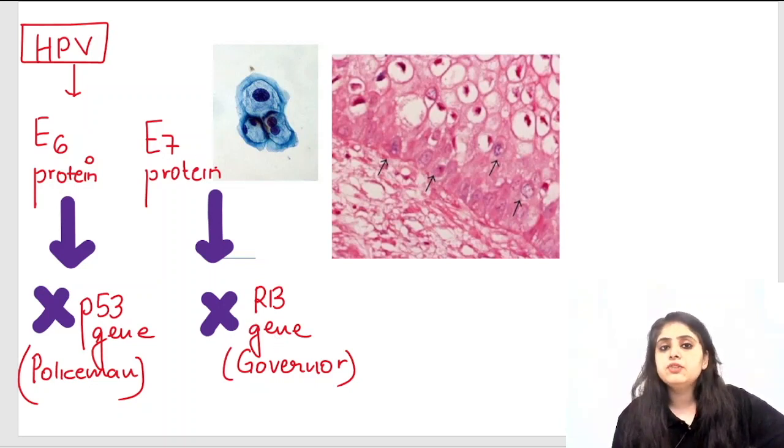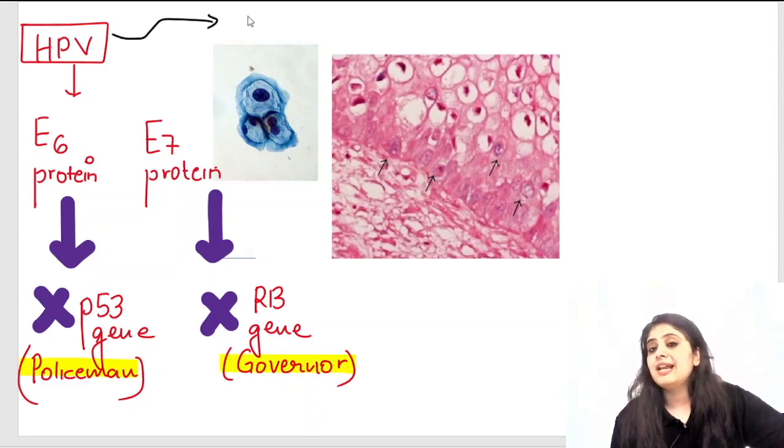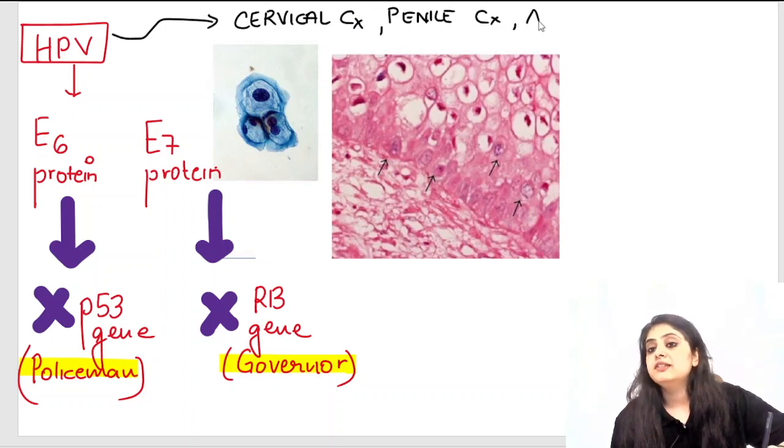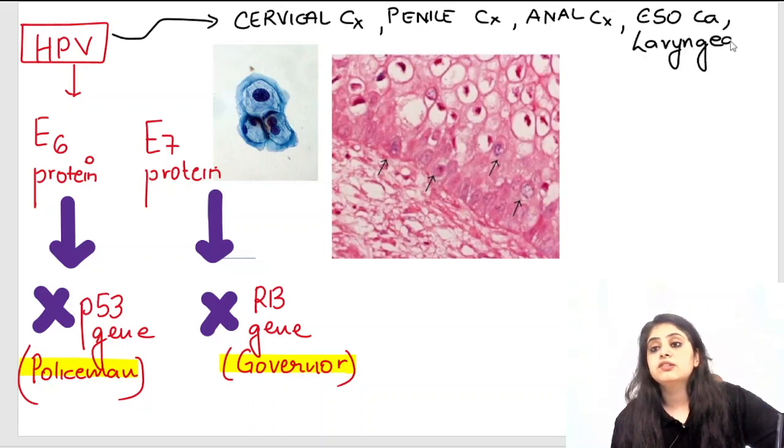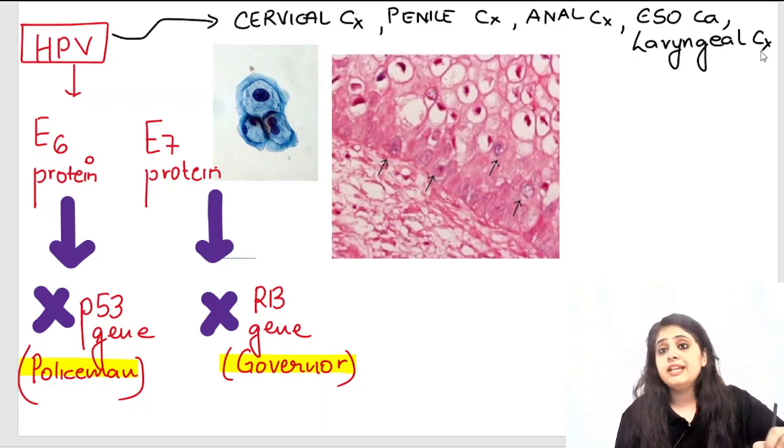So are we in for big trouble? If the policeman is gone, the governor is gone, of course we are in for big trouble, which means we will end up with multiple cancers. Like in females, everyone knows cervical cancer. In males, everyone is aware of penile cancer. In both males and females, everyone is aware of anal canal cancer. Nowadays, even esophageal cancer, laryngeal cancer, all of these cancers have been associated with HPV.